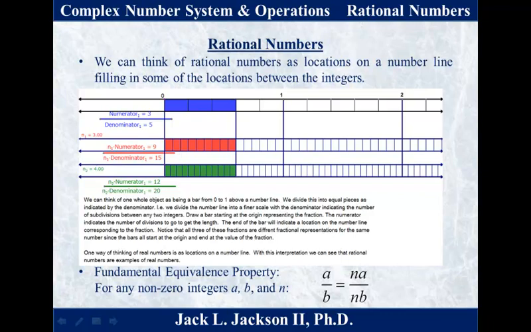So if you have any number a over b, and you multiply the numerator and denominator by the same number, not zero, n times a over n times b, then that turns out to be the same fraction. So they are equal, they're equivalent. They're different fractional representations of the same actual number, the same location on the number line.